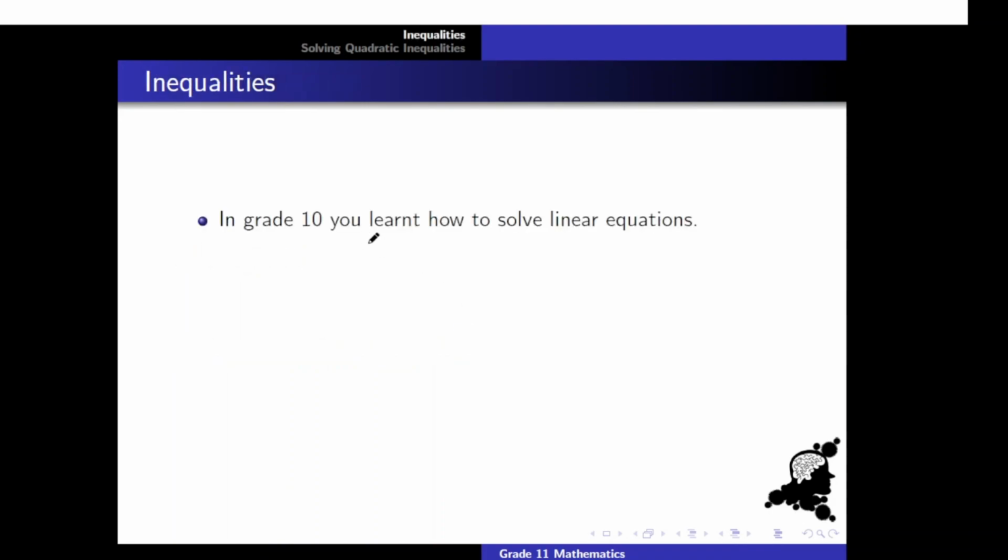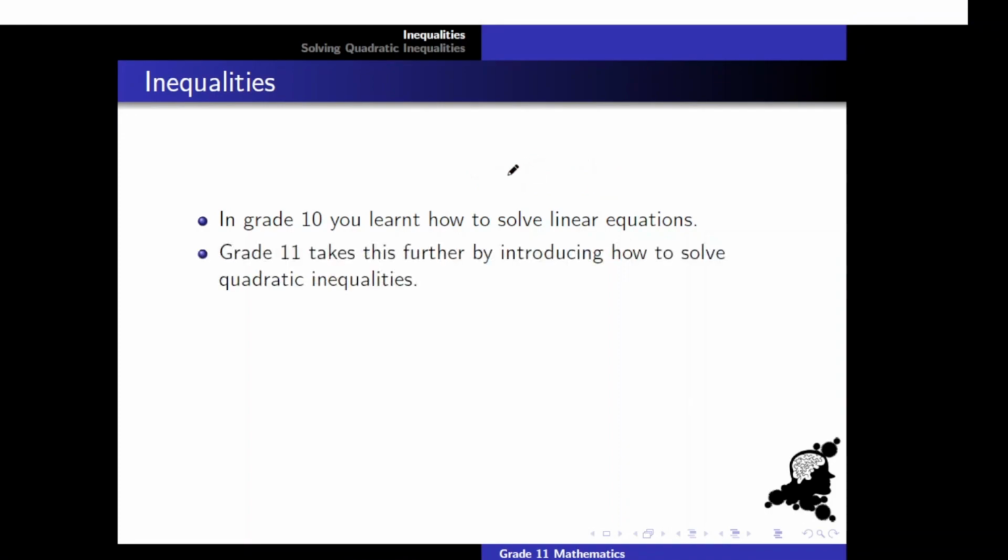So in grade 10, you were introduced on how to solve linear equations and inequalities. An example of a linear equation would be something like 6 minus 3x is equals to 4. Then if we convert this into an inequality, we would have something like 6 minus 3x is less than 4, just as an example. These are said to be linear equations and inequalities respectively, due to the fact that the highest exponent of the variable, the highest exponent of x, is 1.